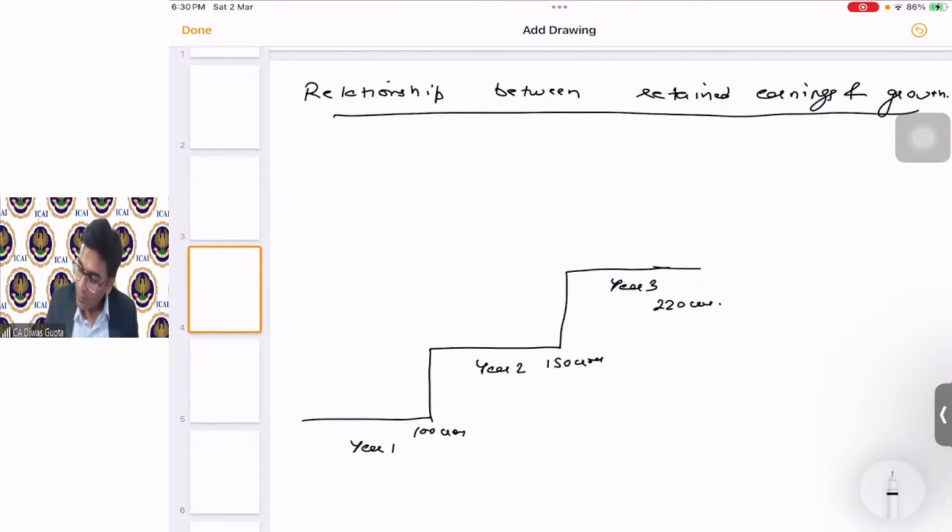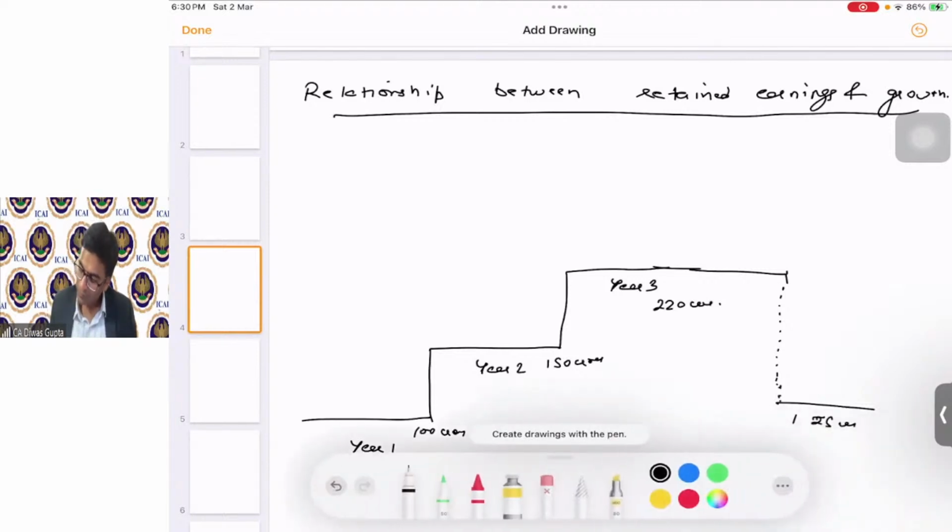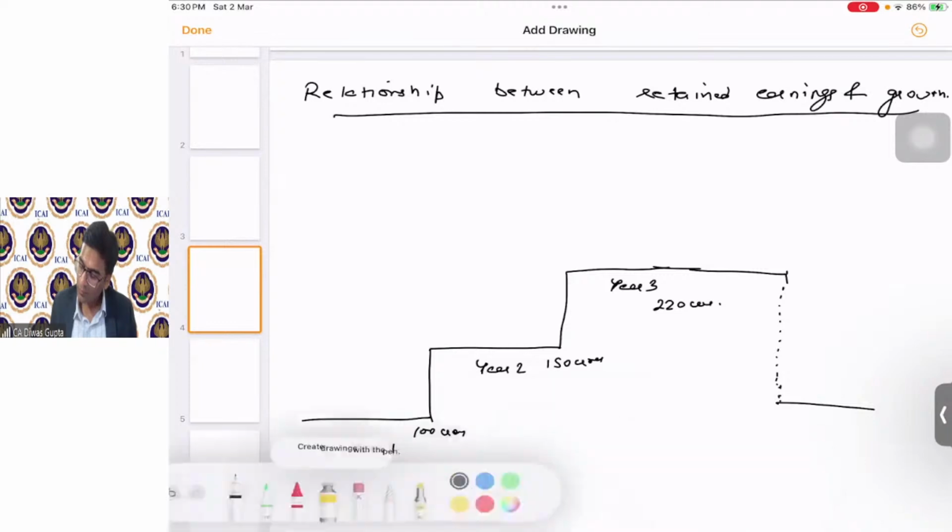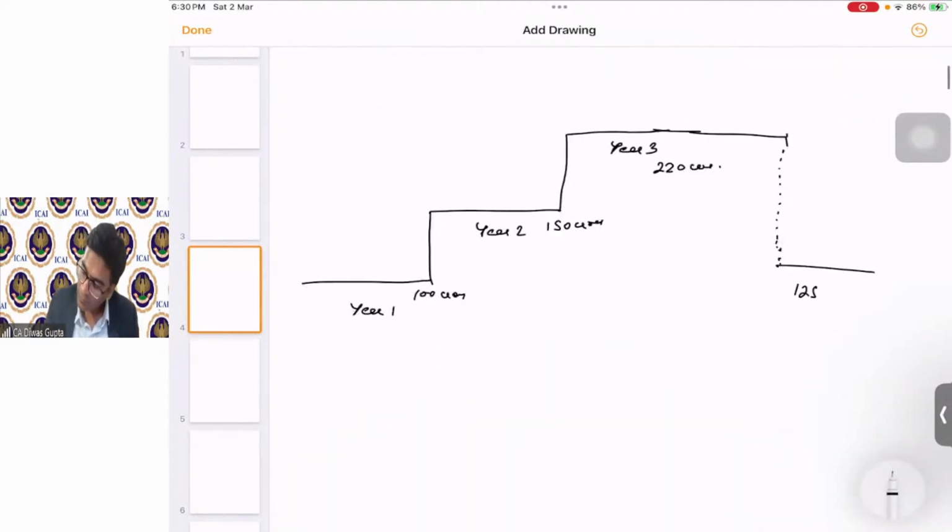Now, let's say after year three, suddenly there is some abnormality and hence it goes again to a level of 125 crore. This is year four. Let's say the sales have not been better. It has gone down. So what I'm trying to say is that while growth is positive, there can be practical situations where it can come down as well. It can be negative also, right?